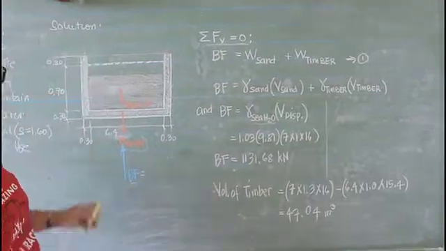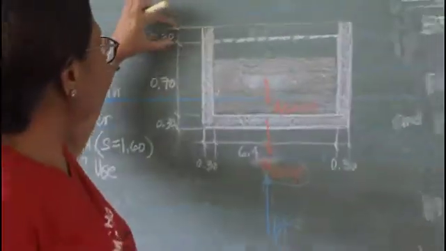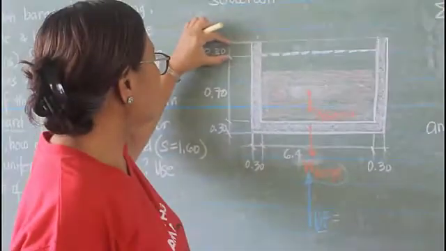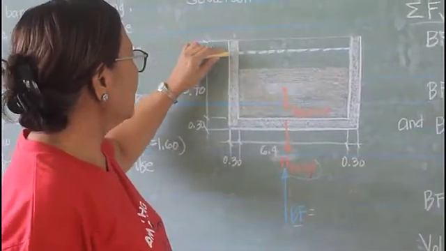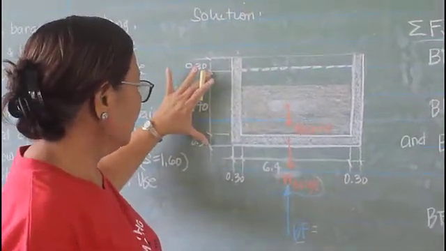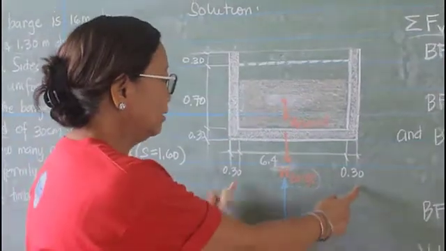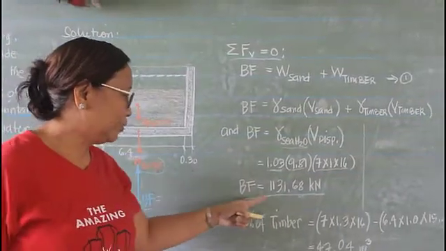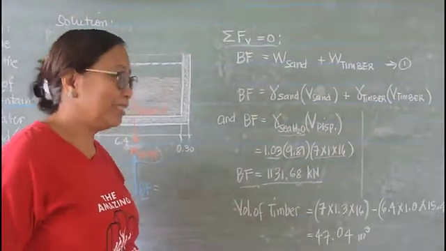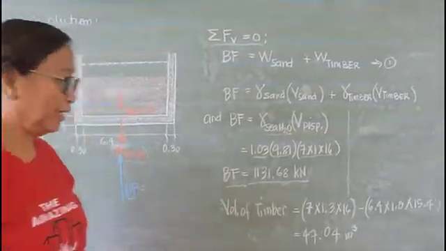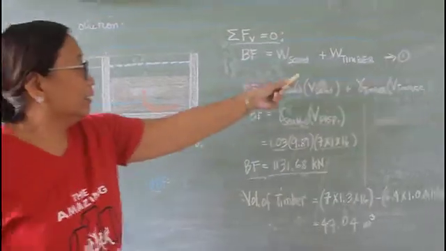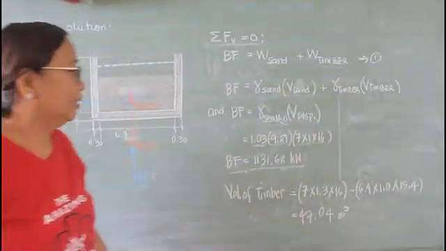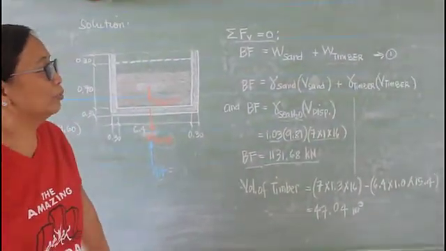Okay, the volume of the barge is, so allowing a freeboard of 30 centimeters, yung volume ng barge na nakalubog ay 1/7 by the length of 16. So, the buoyant force acting on the barge is 1,131.68 kilonewtons.